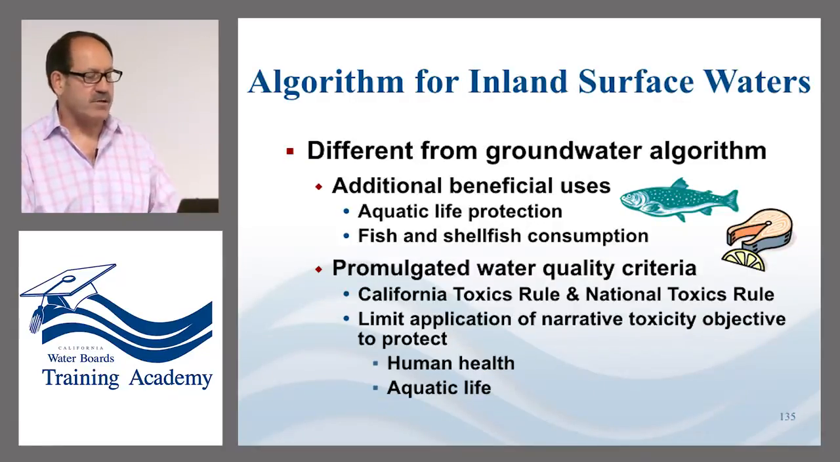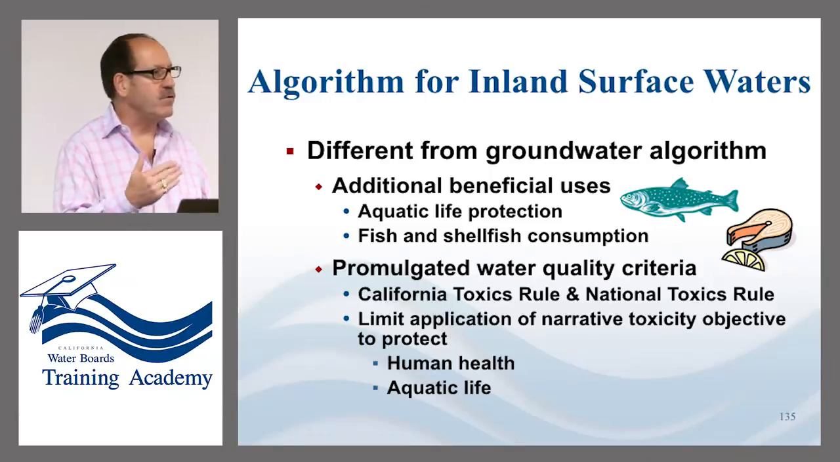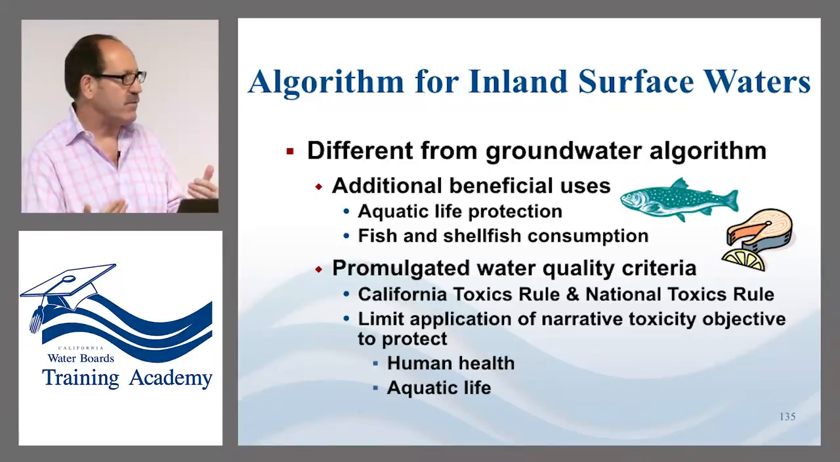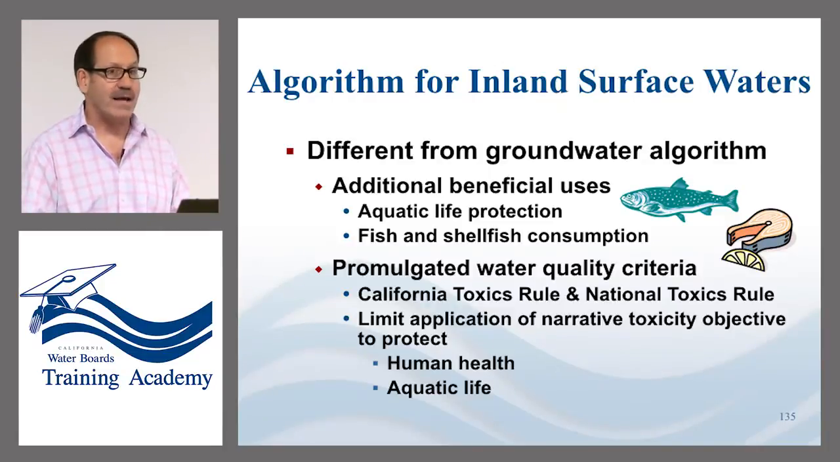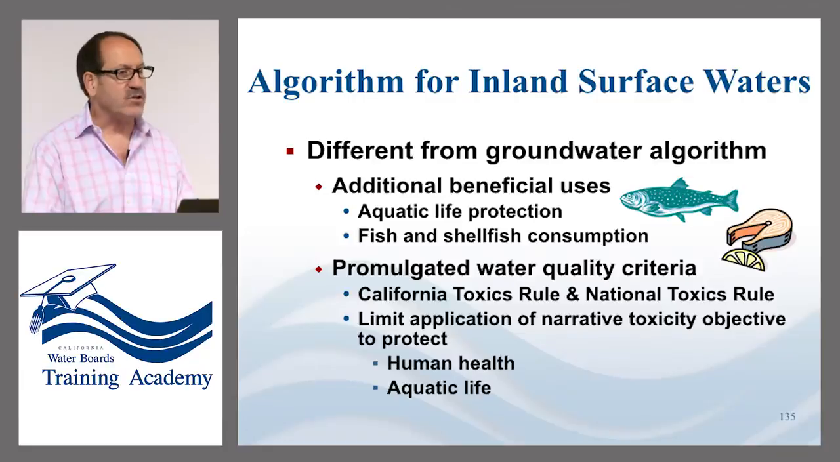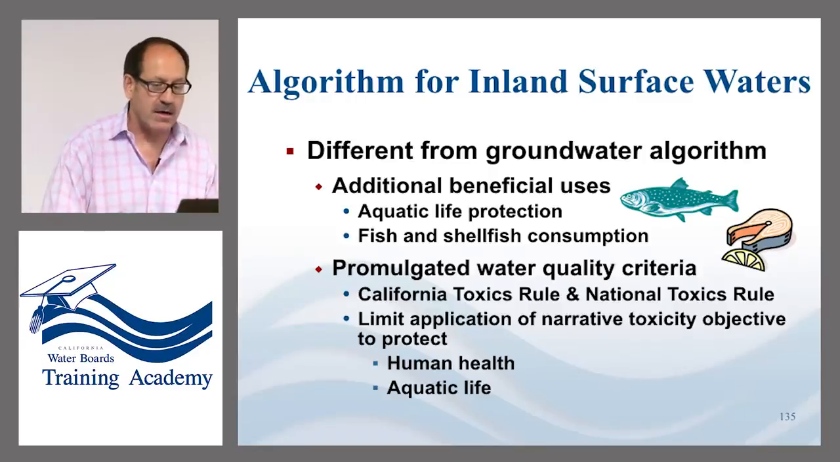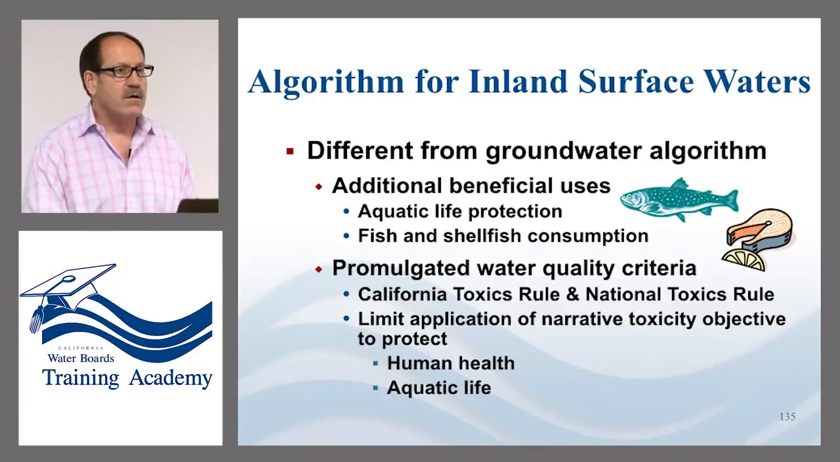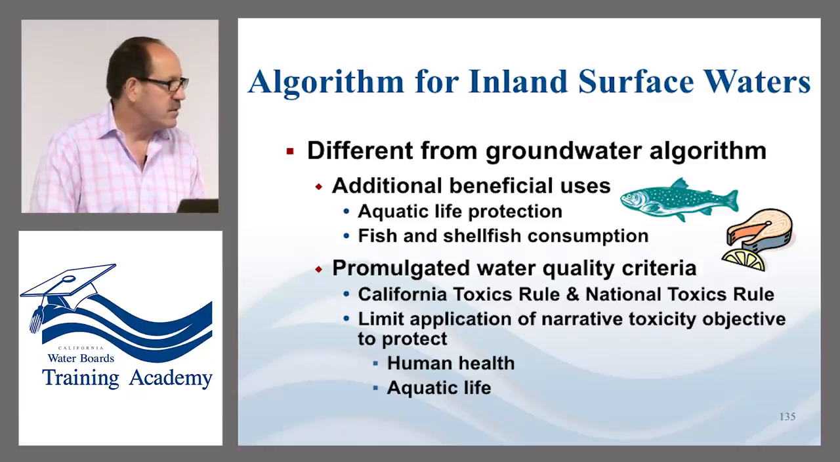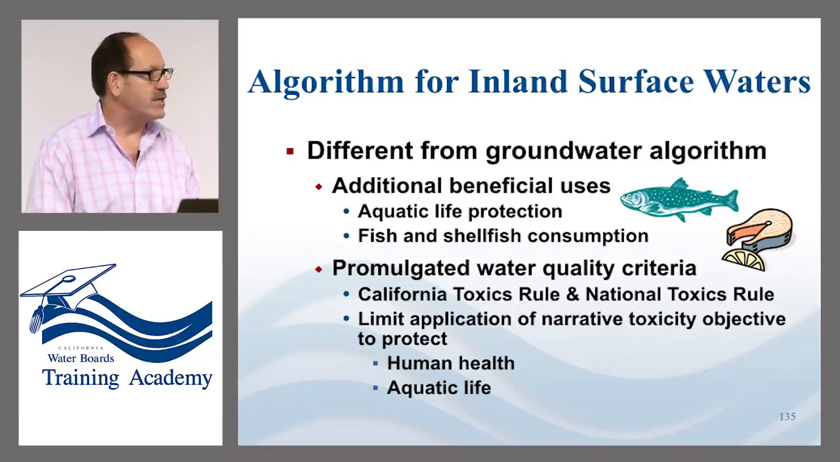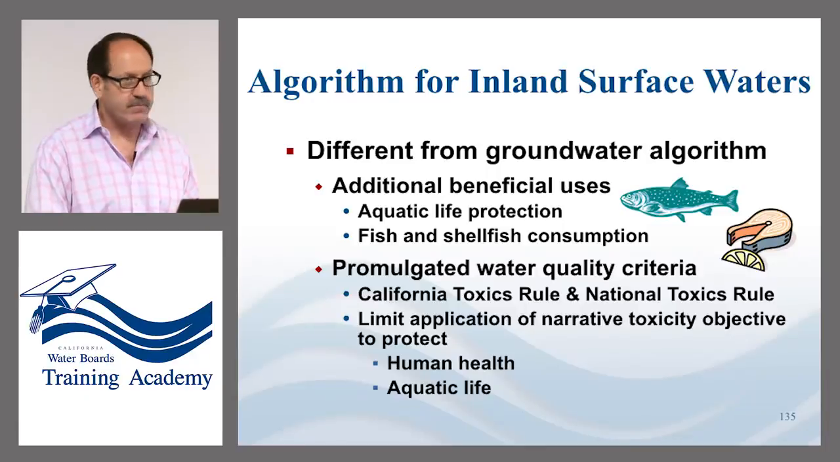Inland surface waters. We're not going to go through the whole algorithm. I'm going to give you a flavor for what's different in this one than the groundwater algorithm. We have additional beneficial uses to protect: aquatic life, fish and shellfish consumption. We also have promulgated water quality criteria from EPA, the CTR and the NTR. Those being promulgated have greater legal weight than using a recommended criterion to do the same thing.